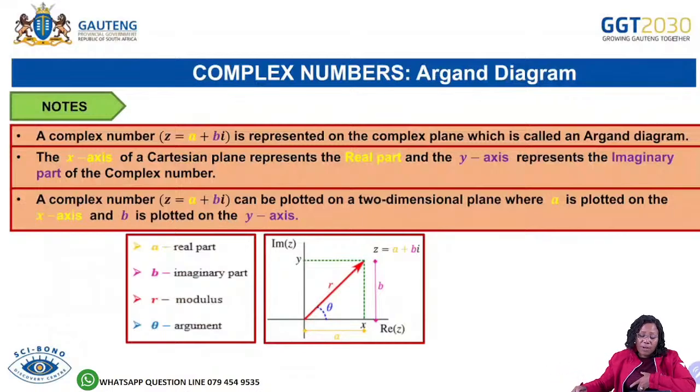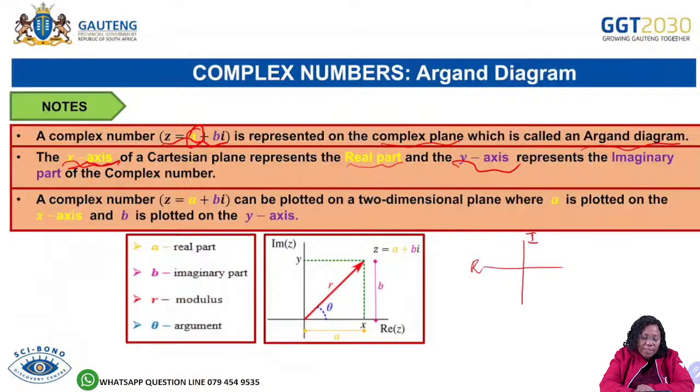And then we have the Argand diagram. A complex number z is equal to a plus bi. Remember, this one is the original complex number. It can be represented on a complex plane, and that complex plane, we call it an Argand diagram. We used to call it Cartesian plane in functions. In complex numbers, we call it an Argand diagram. And the x-axis that we normally know, they represent the real part. And the y-axis, they represent the imaginary part of your complex number. That means the a's will be on the x-axis and the b will be on the y-axis.